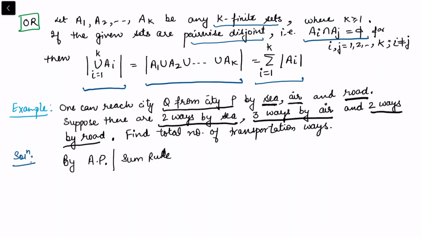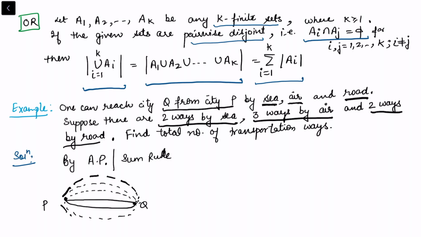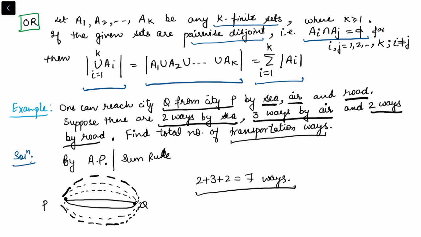Suppose I want to reach from P to Q. There are 2 ways by sea, which I am showing by the solid line, then 3 by air, which I show by the dotted line. So there are 3 routes by air, and then there are 2 by road, and for the road I am using a little more bold, dashed line. So in total how many ways are there? We simply need to count them. The total becomes 2 plus 3 plus 2, and we get 7, and this is how we get the total transportation ways, that is 7 ways.